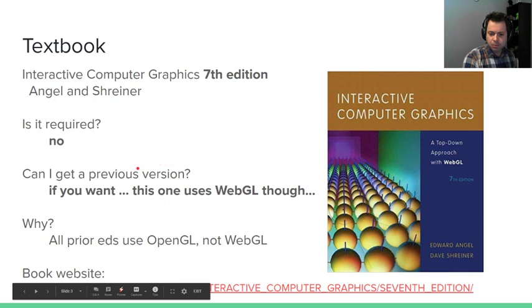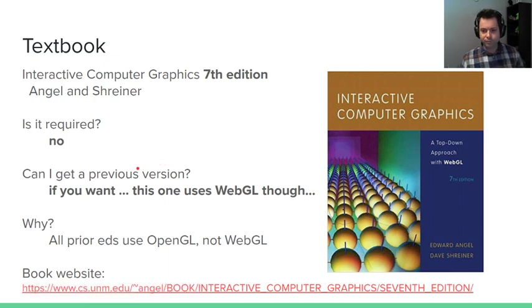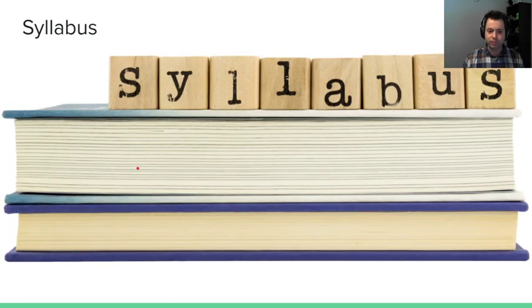The only thing about the textbook is that if you find this book and you want to use it, everything before the 7th edition is OpenGL. 7th edition and after is WebGL, which are two very different things. So just be aware of that if you're searching out the textbook. Again, not required, so it's not a huge deal, but more so if you want a reference for that.